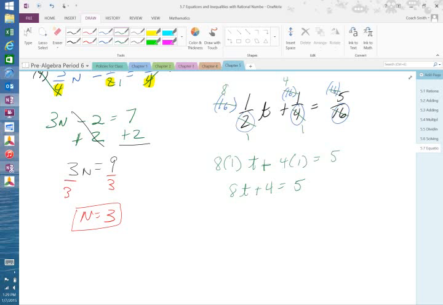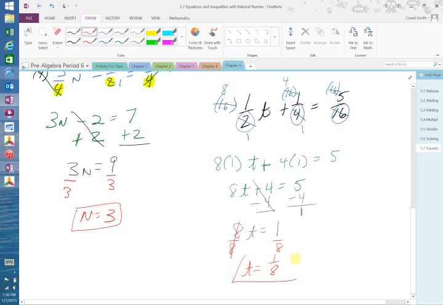Now to solve it, we subtract 4 from both sides. That cancels on the left side. 5 minus 4 is 1. That's where we get the 1, right from the right side. Now, to undo the multiplication, I divide both sides by 8. That cancels, leaving me with t is equal to, that's just a proper fraction, 1/8.